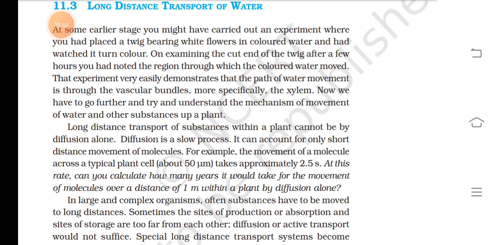On examining the cut end of the twig after a few hours, you had noted the region through which the colored water moved. That experiment very easily demonstrated that the path of water movement is through the vascular bundle, more specifically the xylem. Now we have to go further and try and understand the mechanism of movement of water and other substance up a plant.